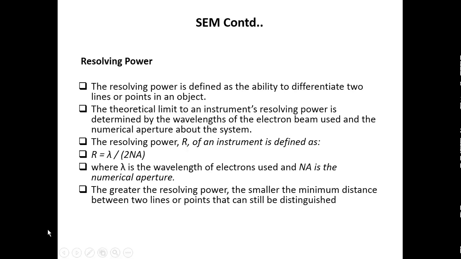Then there are certain important terms. Actually, these are some of the important parameters related to the SEM. That is the resolving power. What is meant by resolving power? Resolving power is defined as the ability to differentiate two lines or points in an object.